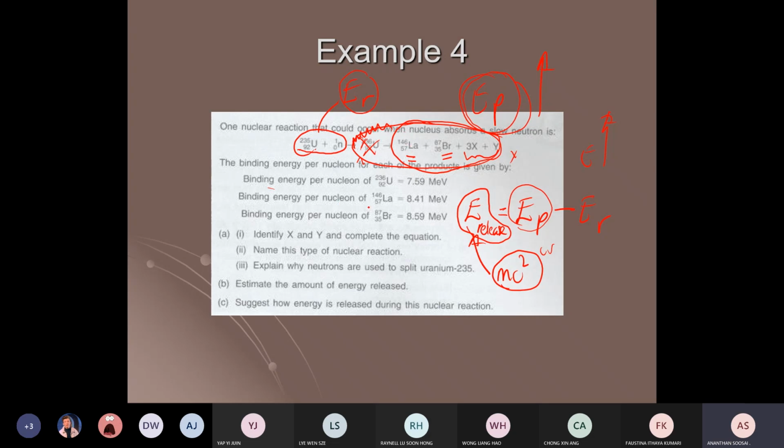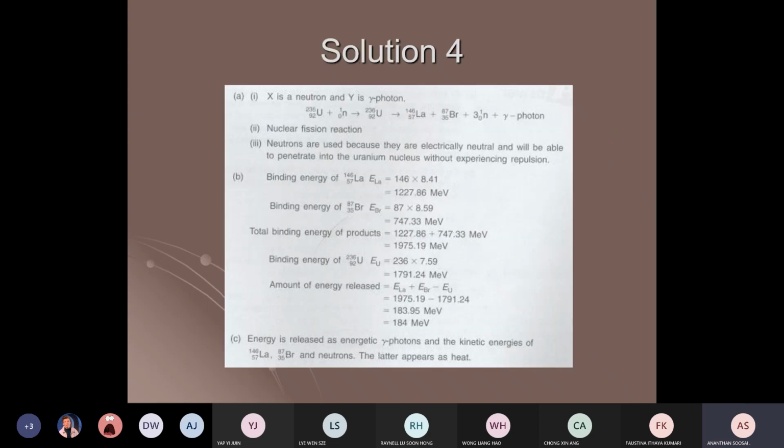You know the binding energy per nucleon of La is 8.41. So what is the total binding energy of La? Just 8.41 multiplied by the nucleon number. So 146 multiplied by 8.41 will give you the binding energy of the La. Then plus the binding energy of the Br. So this is the working.